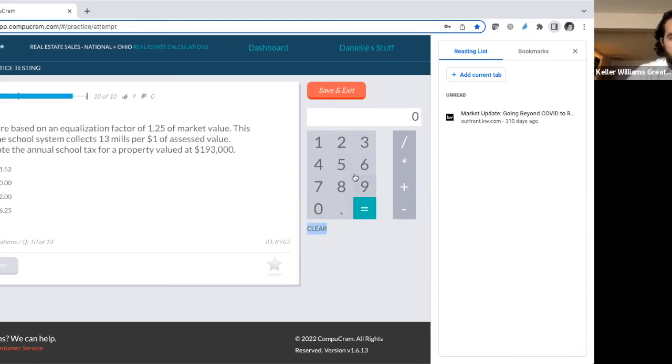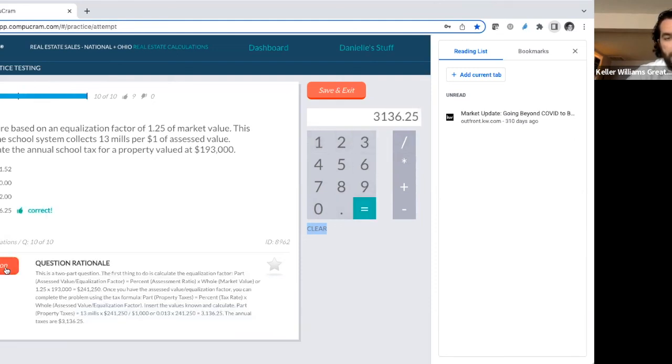All right, gang. The $193,000 property value has an equalization factor of 1.25, so we multiply by 1.25. It's the same as saying there's an assessment rate of 125%. Now we have $241,250 as the assessed value, divided by 1,000 because we're talking about mills. When you talk about mills, you divide by 1,000. So $241.25 is the value of a mill. We've got 13 mills. $3,136.25 is your correct answer.